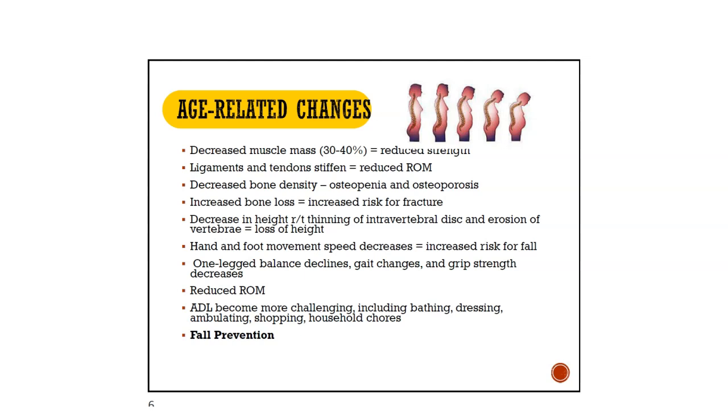So definitely gait changes. You're going to start noticing gait changes. Our grip strength changes as well. So we become weaker. There's going to be a reduced range of motion, which makes sense, right? Because our tendons, ligaments, our joints become stiff. We tend to develop osteoarthritis as we get older.